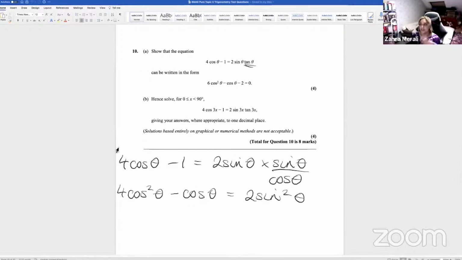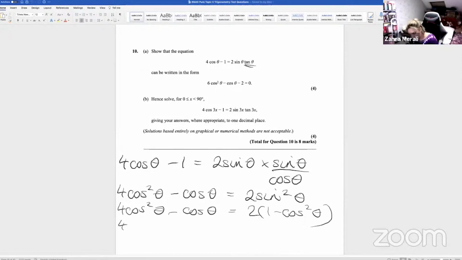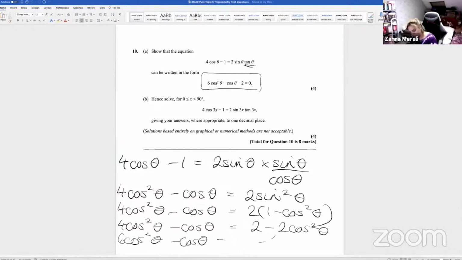Another disguised quadratic. You look at the thing that's not squared, which is cos, and therefore you want everything in terms of cos. So you're going to replace the sine squared theta with 1 minus cos squared theta. So you'll get 4 cos squared theta minus cos theta equals 2 times 1 minus cos squared theta. Open out the brackets because it's a show that. Got to go for all the steps. And if we move everything to one side, we find we get the answer. Move that over, you get your 6 cos squared theta minus cos theta minus 2 equals 0.